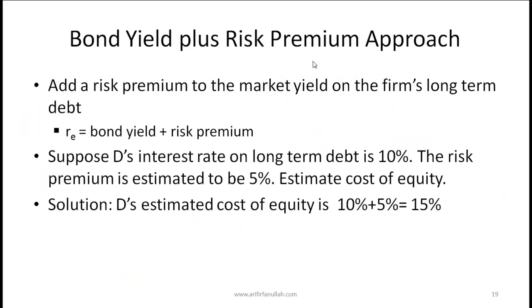Bond yield plus risk premium approach. So this is the third approach, and it's very simple. You simply add a risk premium to the market yield on the firm's long-term debt. Suppose company D's interest rate on long-term debt is 10%. The risk premium is estimated to be 5%. Then the cost of equity is simply 10% plus 5%. Now notice this 5% is different from the market risk premium that we talked about earlier. This is the risk premium for a given company's common stock over that company's bond. So here you simply add these two and come up with 15%.